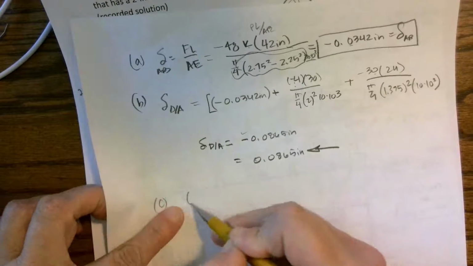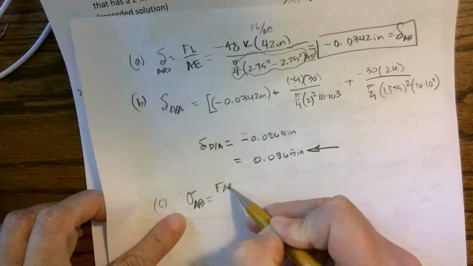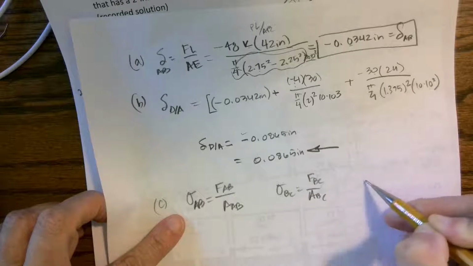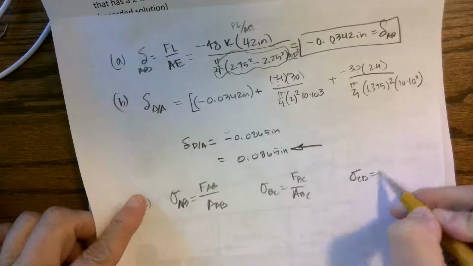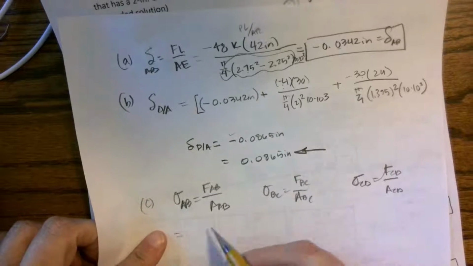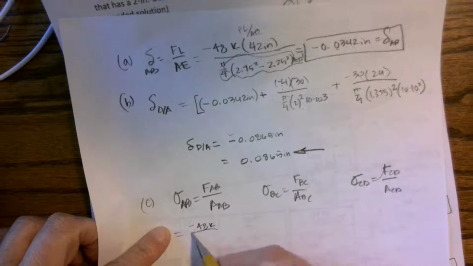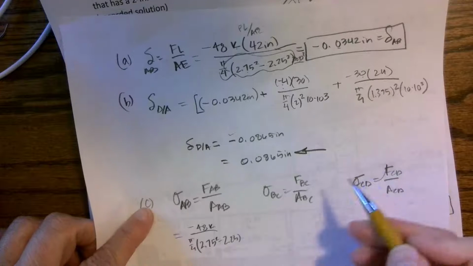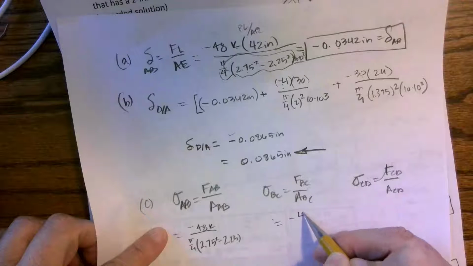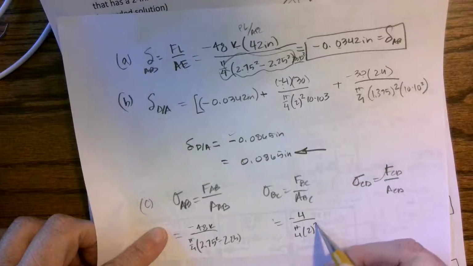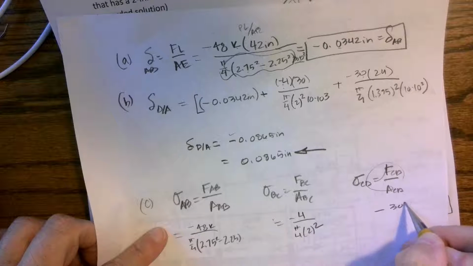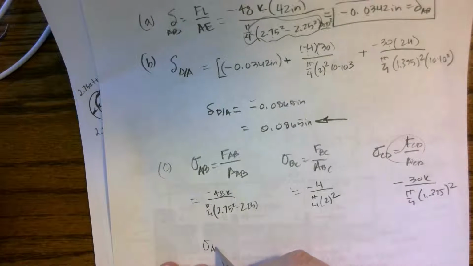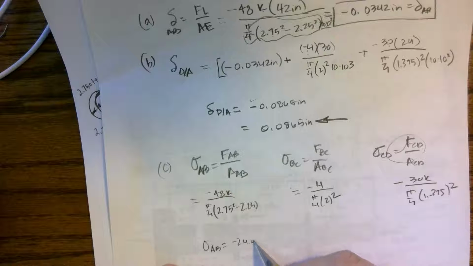So now for the maximum stress, well, the stress of A to B is going to be internal force AB over area AB. The stress of B to C is that internal force divided by area. And then we have CD is the force of CD over area of CD. So we have negative 48 kips divided by pi over 4 area outer, or diameter outer, minus diameter inner.